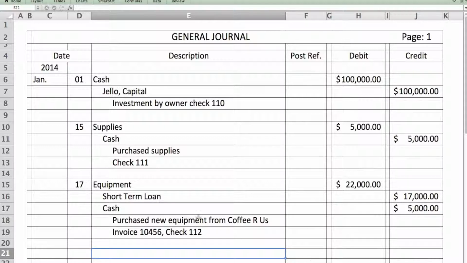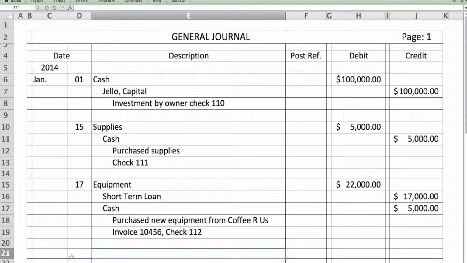What I've done is taken two more of the transactions that Jello went through. One was to get the supplies, remember that, and one was to get the equipment. In this, I added the two transactions together. Originally, Jello had gotten just a short-term loan and the equipment, but that same day he decided to write a check for $5,000. I figure we're going to do it as one transaction, so it's just a little bit larger, so you can kind of understand when it gets a little more complicated.